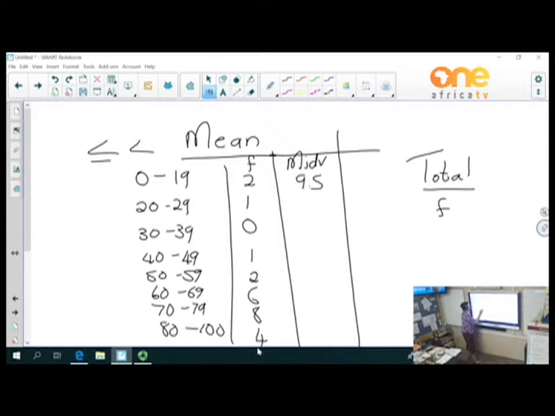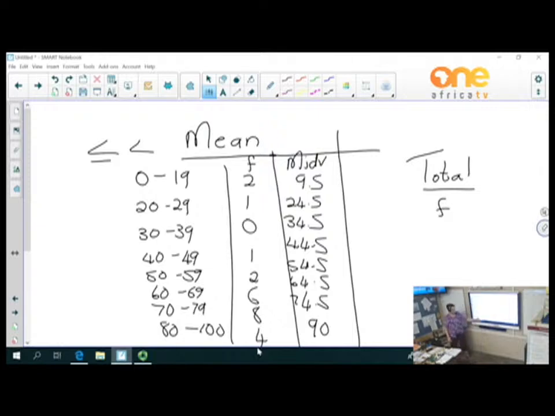Right, this one, 20 to 29, 24.5, 34.5, 44.5, these ones are all the same, 54.5, 64.5, 74.5, this one, and now the last one is 90. The mid value there is 90.